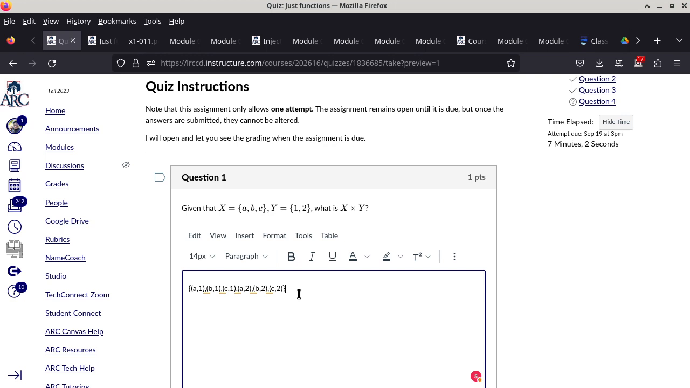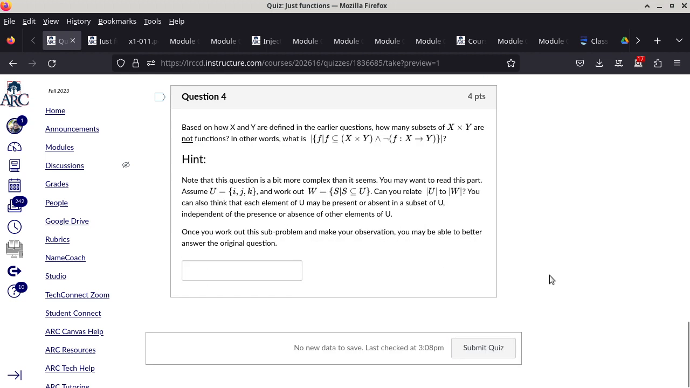Does everybody understand why there are 64 subsets given this particular set here? Okay? So the answer is 64, but that's not the answer, because 64 is the number of subsets that we can create out of those six elements. The question is asking, out of those, how many are not functions because of this negation here?